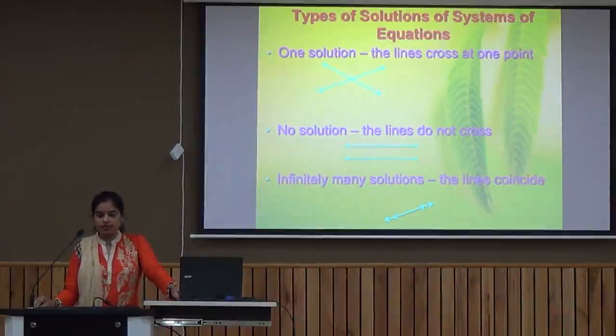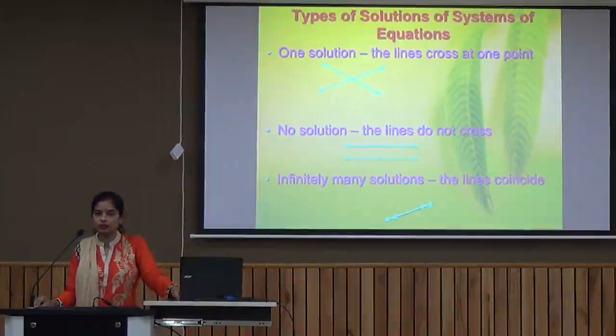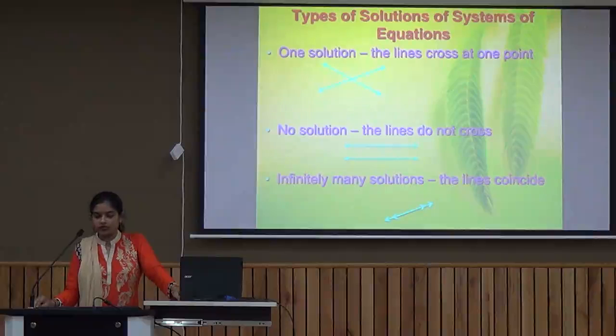Second, if the lines do not cross, that means the lines are parallel to each other, therefore you will get no solution because there is no common point for both the equations. Third case, if the lines coincide, meaning one over the other, that means all the points are the same for both the equations, then you can write that both the equations have infinitely many solutions.